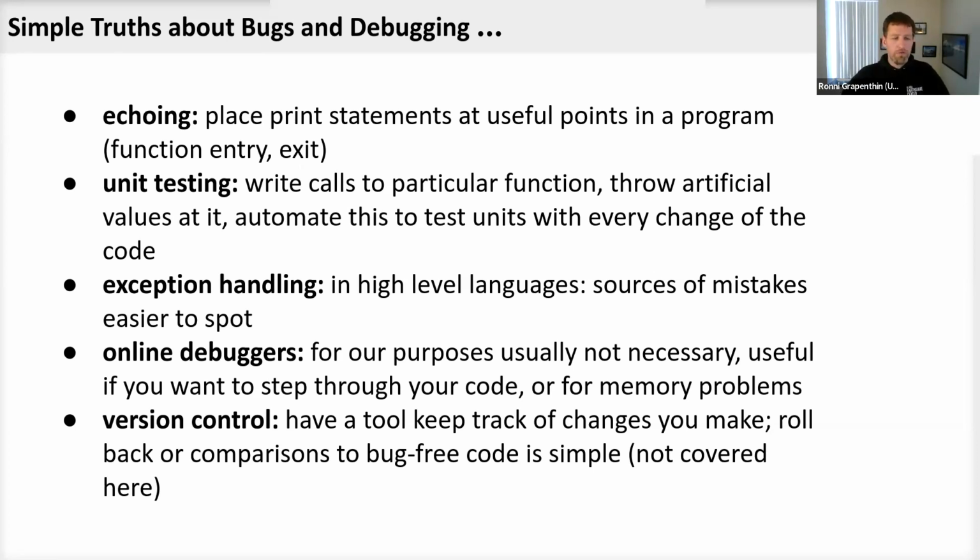There are other more involved techniques such as unit testing. Here you write calls to a particular function, hand it artificial values, and you automate this to test with every change of the code whether this function, given those values, still does the same thing that you assumed it would. Right. So that's a good way to say you wrote a function that converts latitude and longitude values to some distance. Now you have a latitude and a longitude, latitude and a longitude. You want to calculate the great circle distance between those 2 points. You implemented a function that does that.